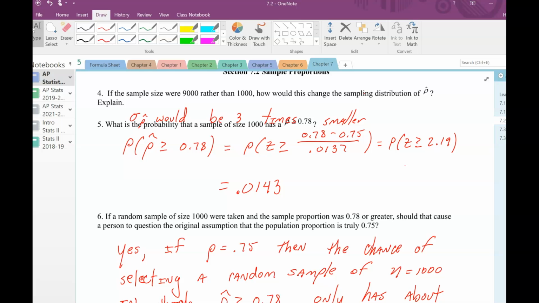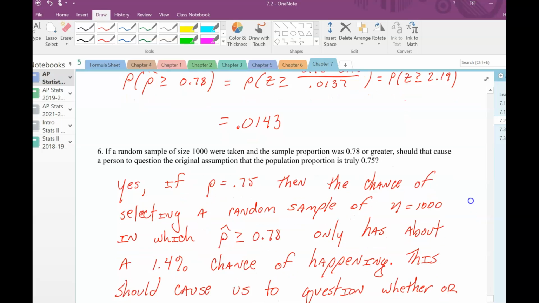Then question 5, what's the probability the sample of size 1,000 has a proportion greater than or equal to 0.78? Well, we've already established that it's a normal distribution. Find your z-score for 0.78. Find the probability that z is greater than or equal to 2.19. And we get 0.0143. So there's a 1.43% chance of getting a sample of 1,000 people where the proportion of success is at least 0.78.